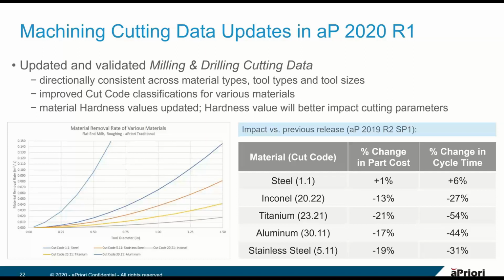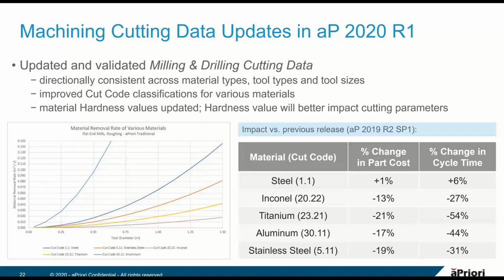In addition to updating the cutting parameters, which are things like feeds and speeds, number of teeth, engagement factors, and so on, we also reviewed the cut code classification for all of our materials, and we made some corrections. In some instances, some materials that did not machine similarly were nonetheless grouped incorrectly into the same cut code. For example, Hastelloy X and Haynes alloy were in the same cut code. Now we've separated them so that their machining data will correspond. And then finally, we've also updated how the cost model reacts to material hardness values. The hardness in the material will now more appropriately influence cutting settings.